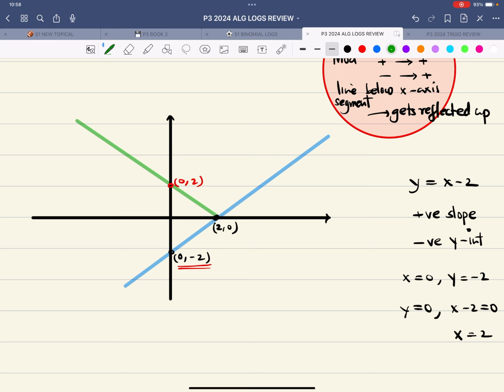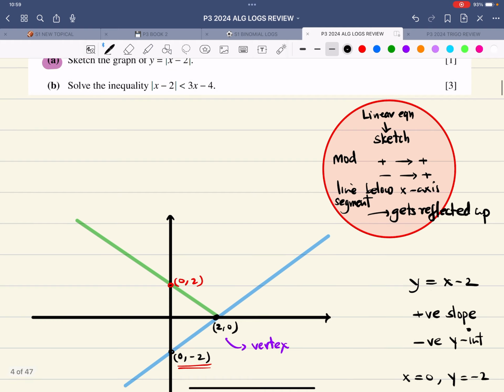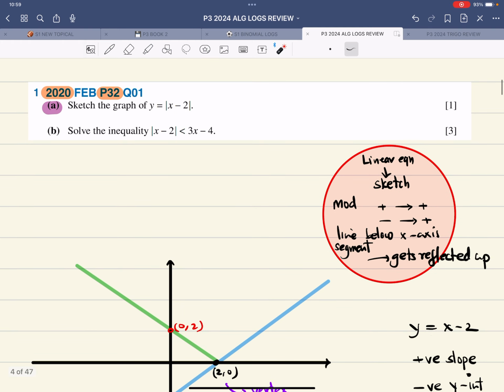And this point over here is known as the vertex because it's a V-shaped graph. So when we are dealing with a V-shaped graph, this point over here is known as the vertex. It's not a turning point as such, we call it a vertex. So that is the thing that you need to do.